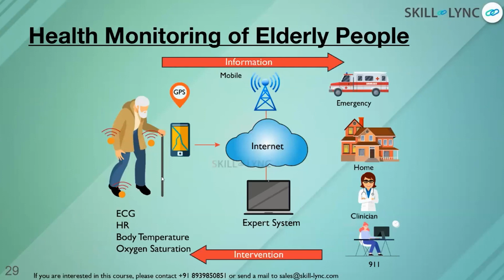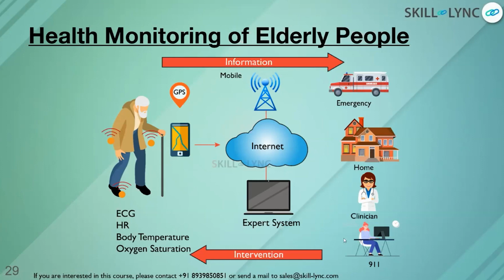The next is health monitoring of elderly patients. If you look at this elderly person, he is embedded with different sensors: ECG sensor, heart rate, blood temperature, body temperature, oxygen saturation. These sensors send the data to the mobile phone, and from the mobile phone via cellular communication it is sent to the internet, where expert clinical decision making is done using algorithms. The information is then sent either to the emergency home clinician or to ambulatory services, depending upon the situation.